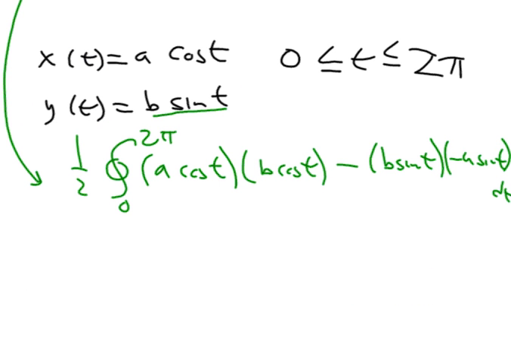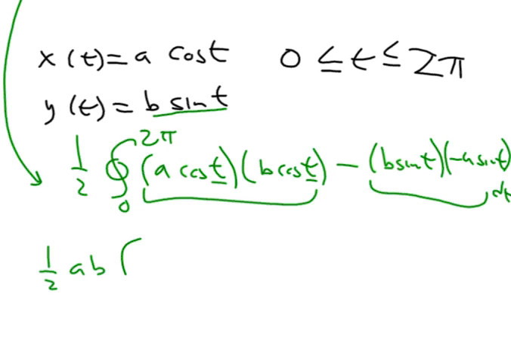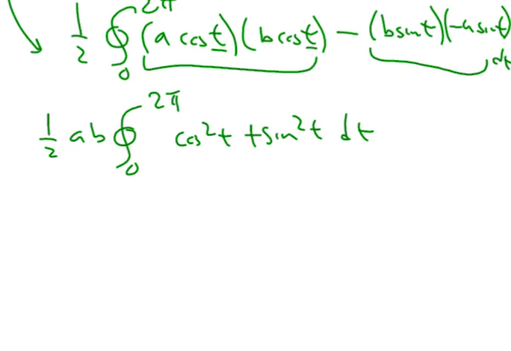Well, watch what happens next. Both of these terms have a common factor of a times b. So I'm going to factor that out, and that's a constant with respect to the variable t, so it can come all the way out in front. We get a half ab, and then the integral from 0 to 2 pi of cosine squared t plus sine squared t. But that's not a hard integral to do at all. That's exactly 1.